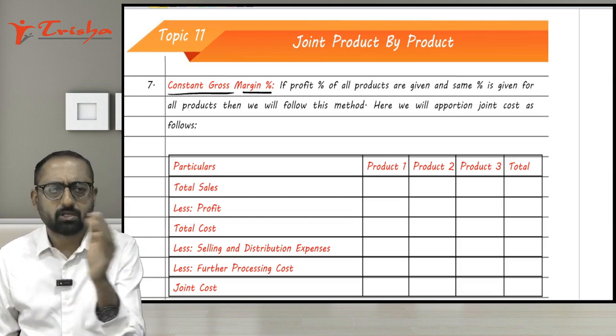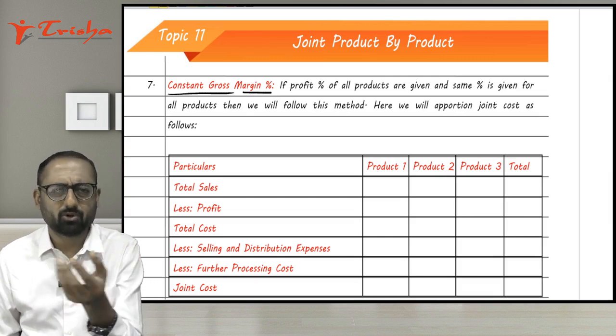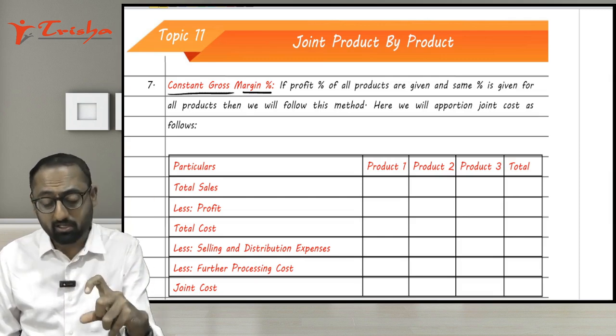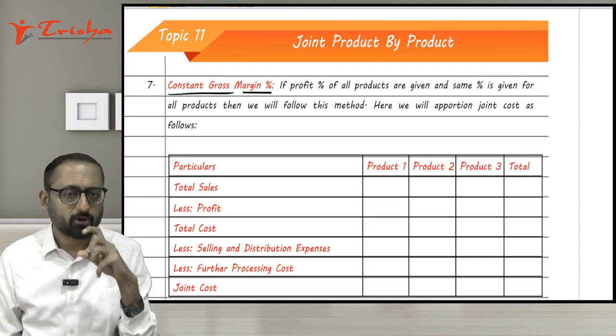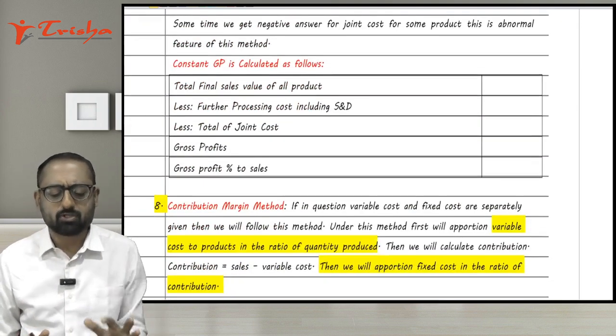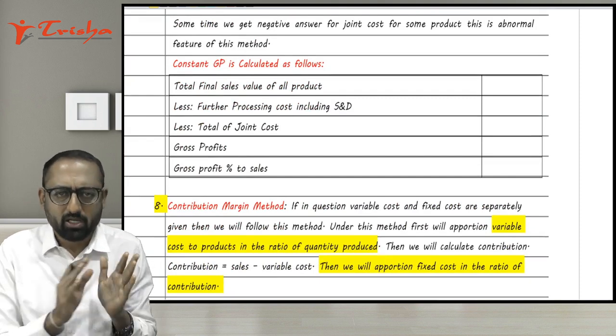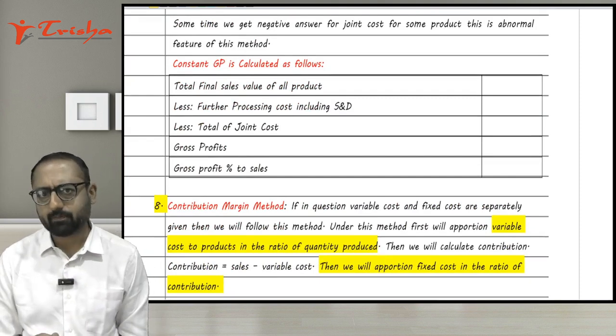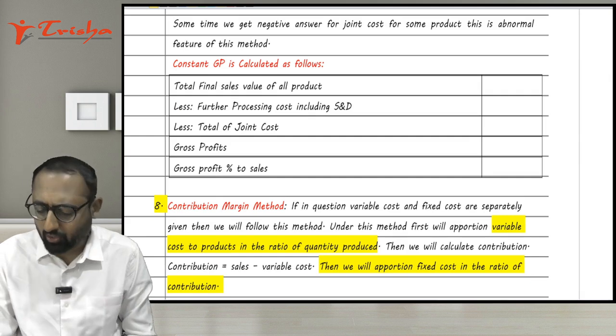In the reverse cost method, the profit percentage of all the products is different, but under the constant gross margin method, the profit percentage of all the products is the same. Now, how to calculate that constant gross margin? It is a simple formula. Take a total of the sales of all the products: product A, product B, product C.